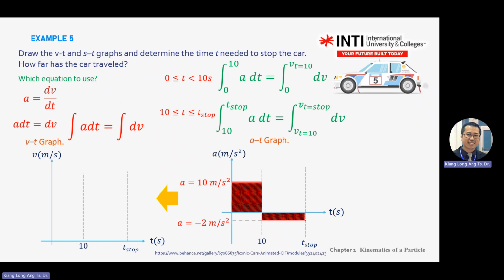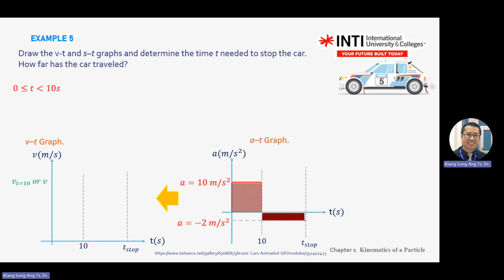Then this side is dv. Start from what? This is velocity, not time. So velocity at time equal to 10 seconds to velocity at t stop. Or you can be lazy and write v stop. For this one you can write v 10 seconds, you can write 10s there, as long as you know what you are doing. Okay, the rest is substitution.